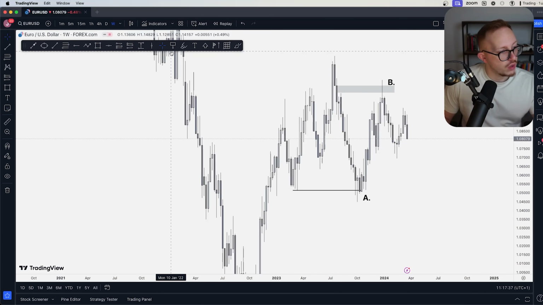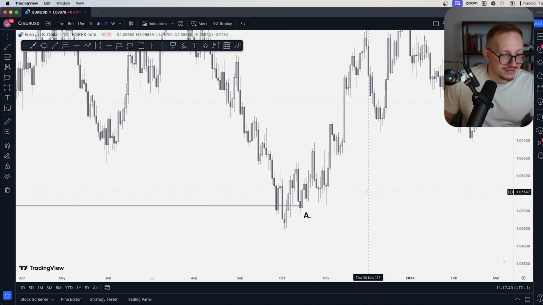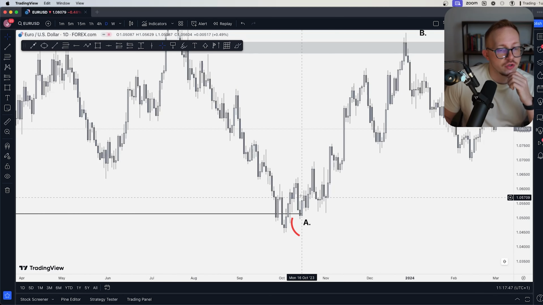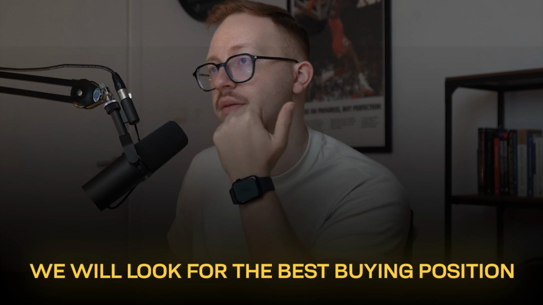And that is then where we are going to zoom in. So we're going to go one time frame lower, the daily. We have in mind that we want to turn around from here and we want to take trades all the way up to this point. So what are we going to do? We are going to search for the best buy positions.